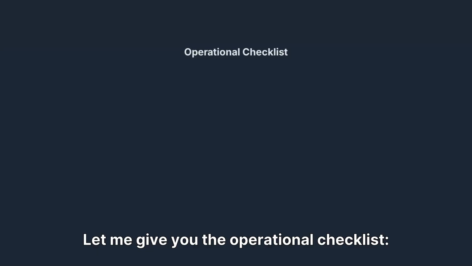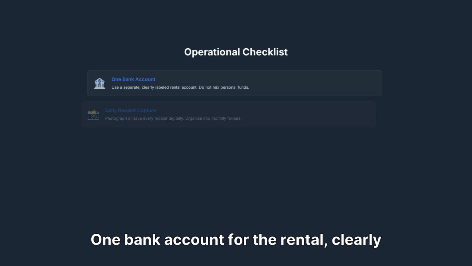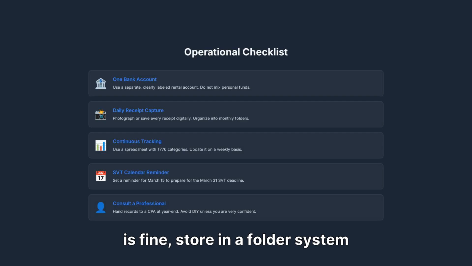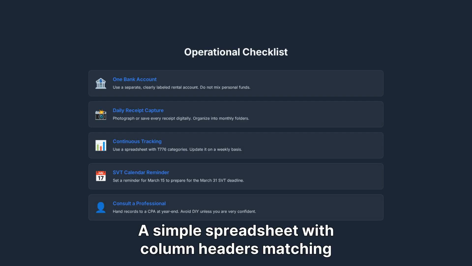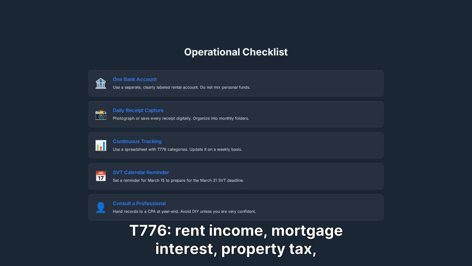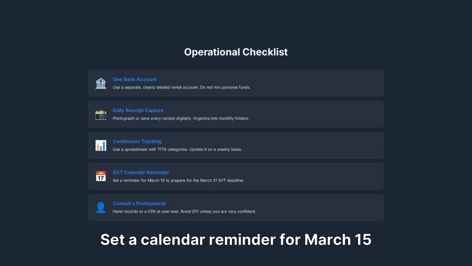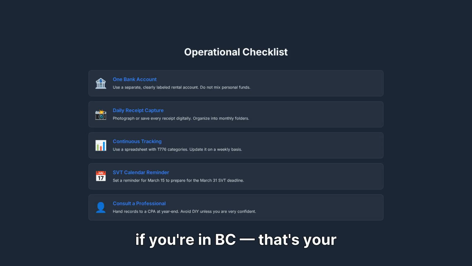Let me give you the operational checklist. One bank account for the rental, clearly labeled. Every receipt captured same day. Photo is fine. Store in a folder system organized by month. A simple spreadsheet with column headers matching T776, rent income, mortgage interest, property tax, insurance, repairs, utilities, etc. Update it weekly. Set a calendar reminder for March 15th if you're in BC. That's your warning to gather SVT documents for the March 31st deadline. At the end of the year, hand the records to a CPA. Do not try to DIY the T776 unless you're very confident.